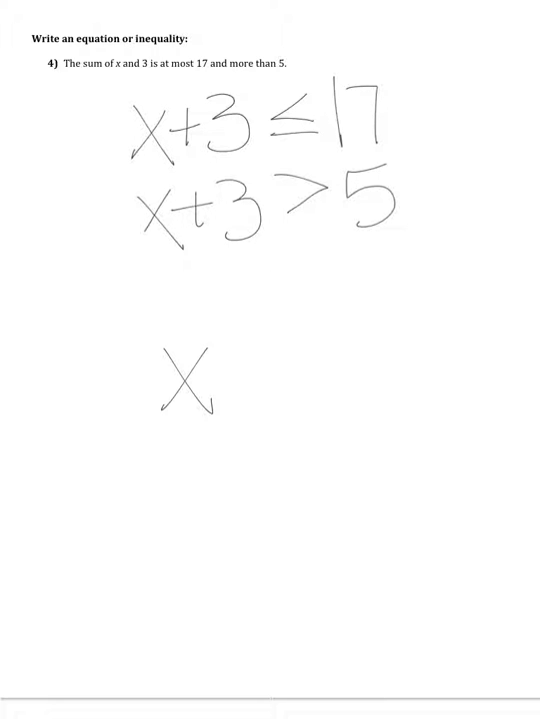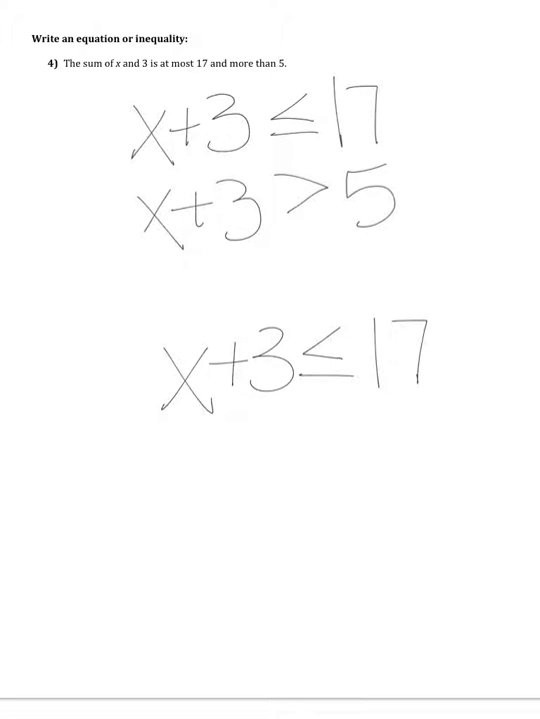x plus 3 less than or equal to 17. Now remember, I'm going to take our other inequality that was x plus 3 greater than 5, and what I'm going to do is take this symbol, flip it around, and put the 5 on the other side. So again, it's as if I'm just taking this inequality and flipping it around. Instead of the x plus 3 being on the left, I'm going to put it on the right.